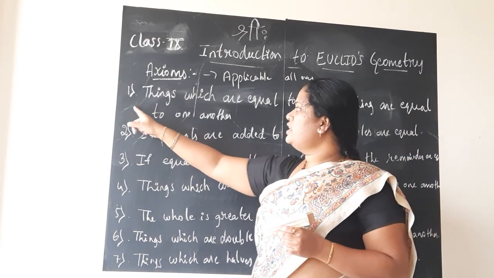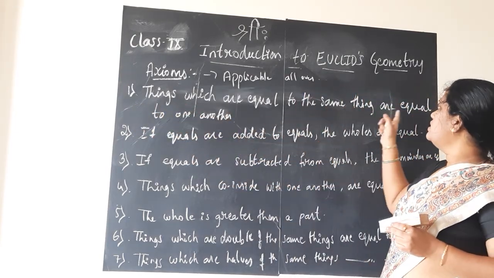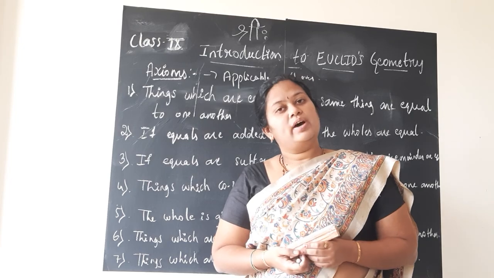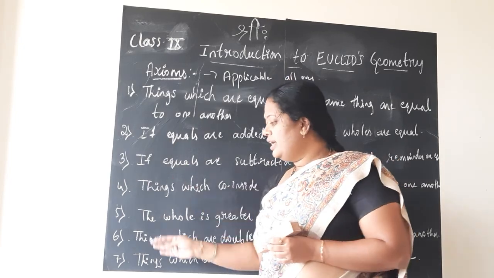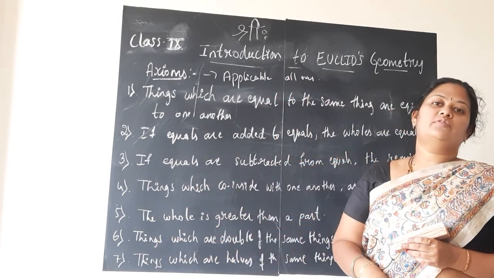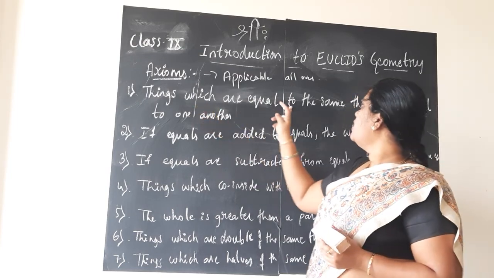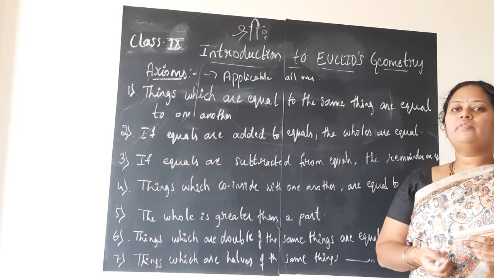First axiom says that things which are equal to the same things are equal to one another. So I want you to read and write all the 7 axioms in your class works. Things which are equal to the same things are equal to one another.